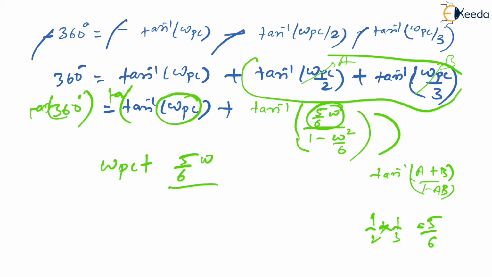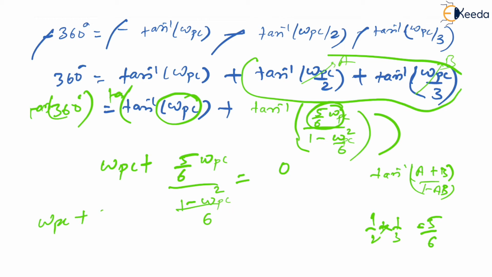See, I have got this 5 by 6 omega. I will write 5 by 6 omega upon what? 1 minus omega squared into 6, 1 by omega squared upon 6, correct? Which is equal to how much? 0, right? Now, if you just take omega pc, all are omega pc.